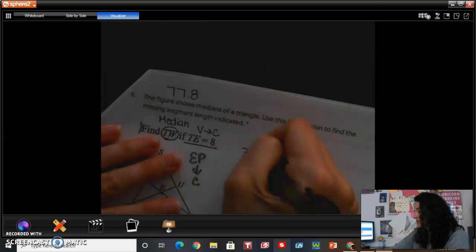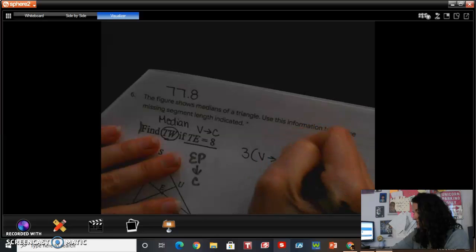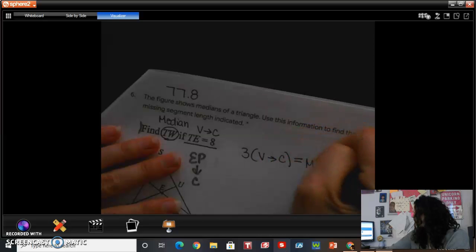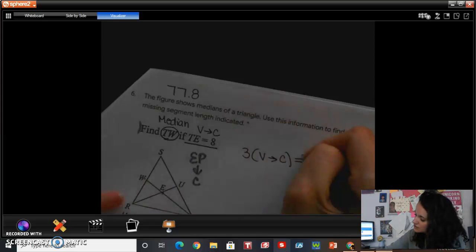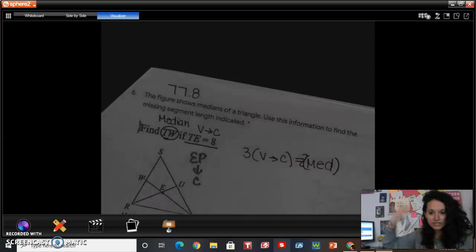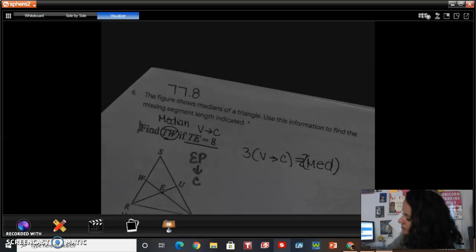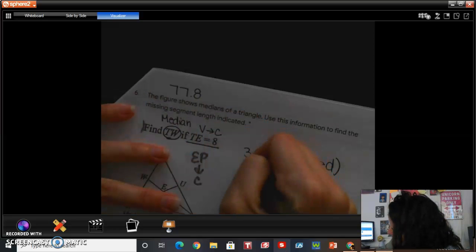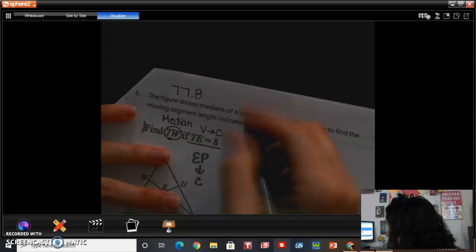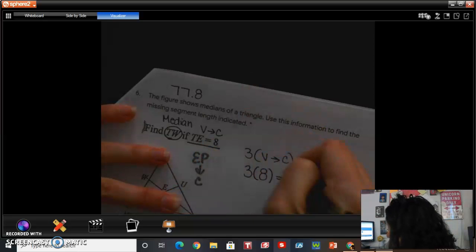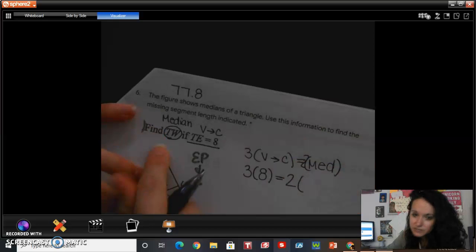So I'm going to write this down. I know I'm going to use 3 times V to C equals, and I'm going to abbreviate again, median. So now let's plug in, 2 times median. Sugars. We got this. We got this. So now let's plug in what we know. So we have 3 times, so V to C is 8. Equals 2 times our median, which is TW.